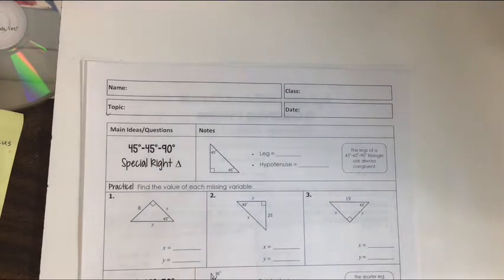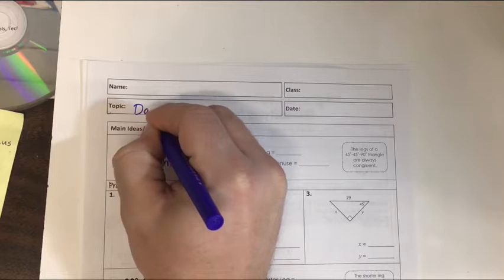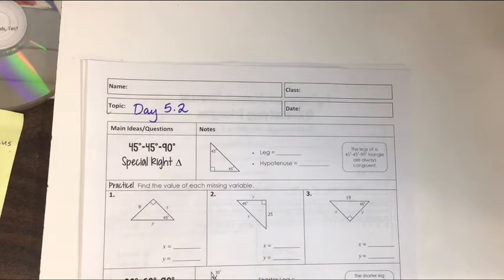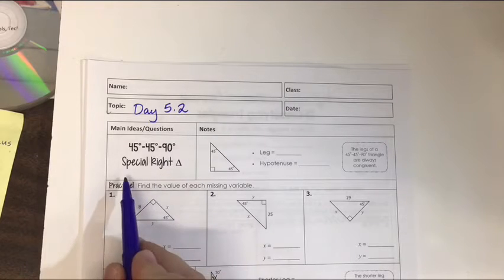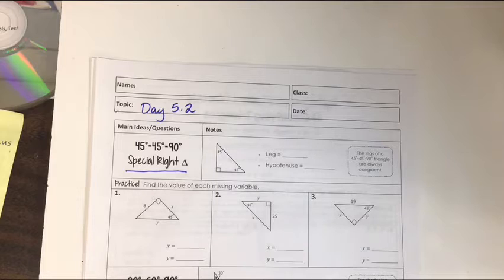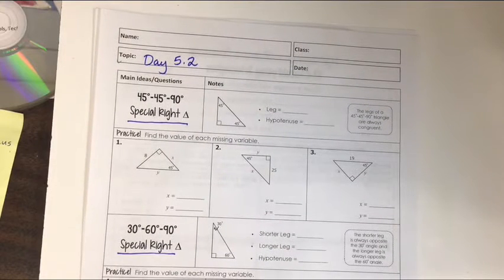All right, welcome to our lesson video for Day 5.2, Unit 5, Day 2. We're going to be talking about special right triangles. I'll explain why we call these special right triangles in just a moment. These are the two kinds of special right triangles we're going to be dealing with today: a 45-45-90 and a 30-60-90, and I'm going to explain where we get those before we get going very far with the video.